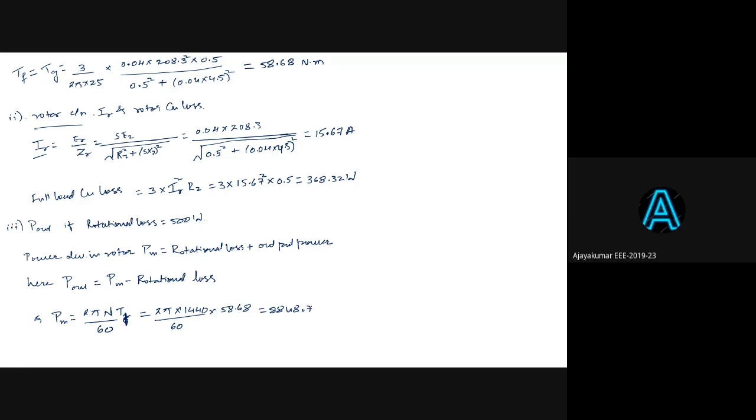Please check. You might have missed something. I think instead of taking pi, you might have taken 3.14. Therefore, that is the difference you will get. You might have taken 2 into 3.14 into 1440 into this value. Therefore, you are getting less. If you directly substitute pi, it will be more correct.